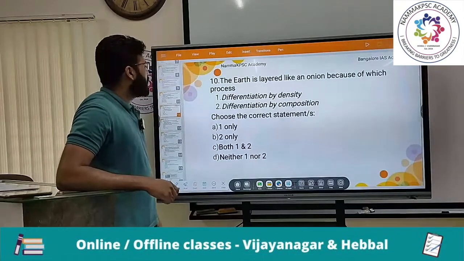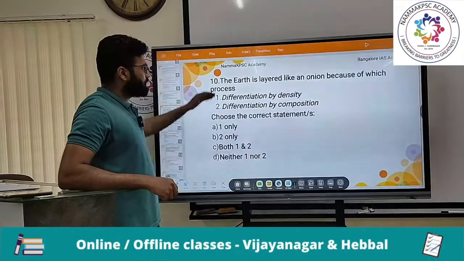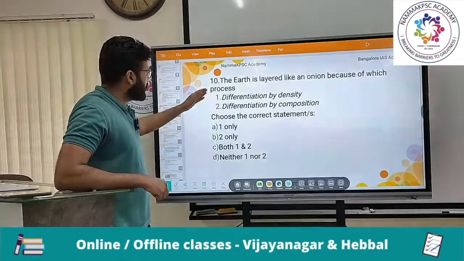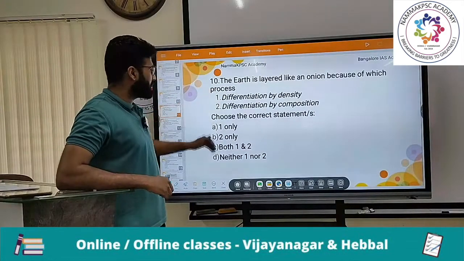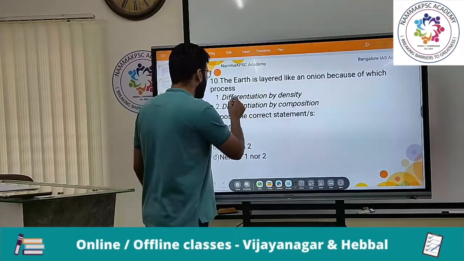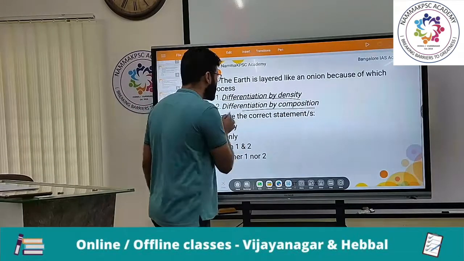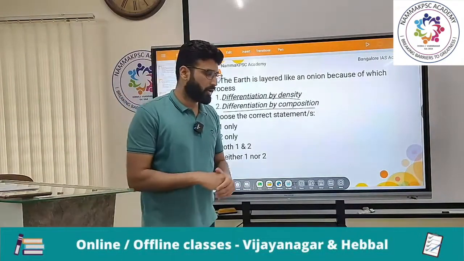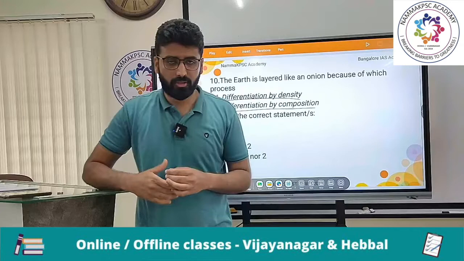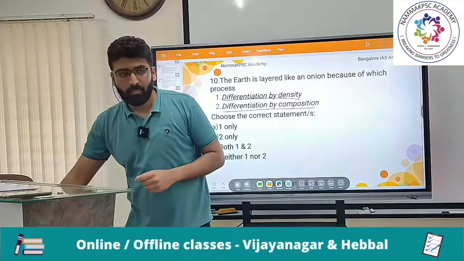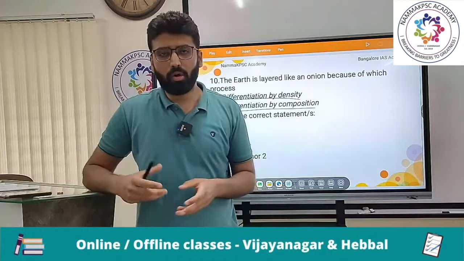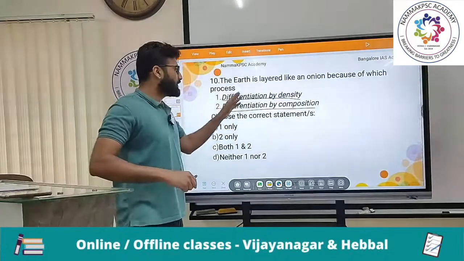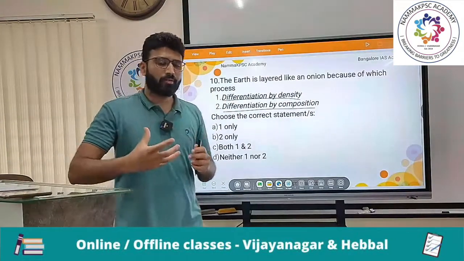Question number 10. Now, question number 10 says the Earth is layered like an onion because of which process? Here it gives two processes: statement 1, differentiation by density, and statement 2, differentiation by composition. Now, going back to early solar system formation, when the solar system was being formed and Earth was also being formed along with it, there were several changes which took place. One such change is known as differentiation. So what is this process of differentiation?